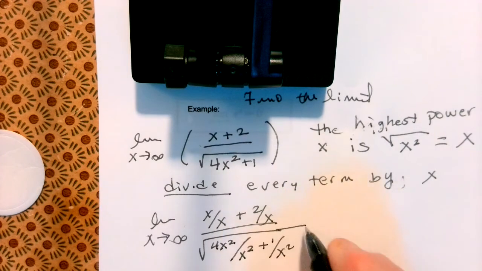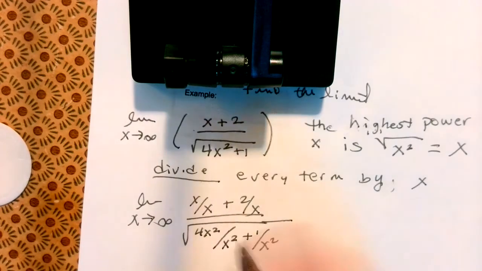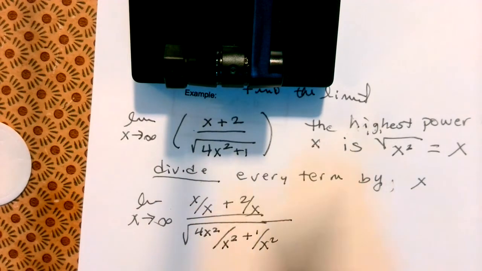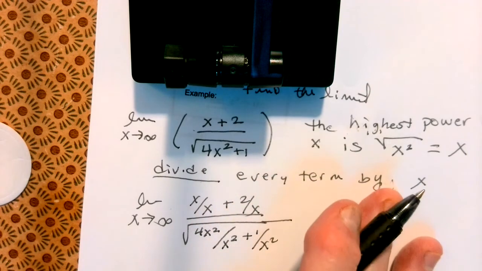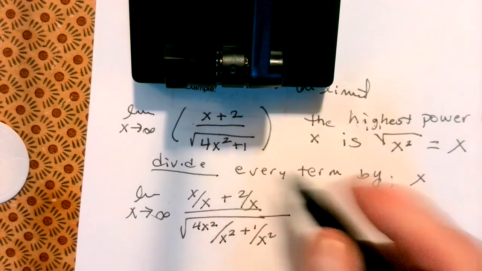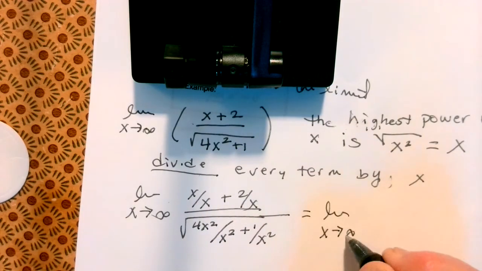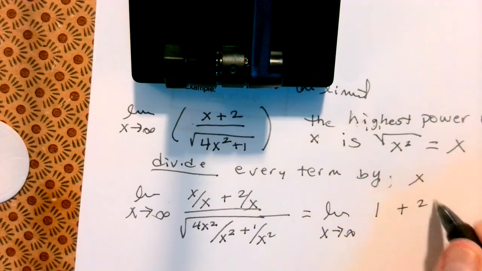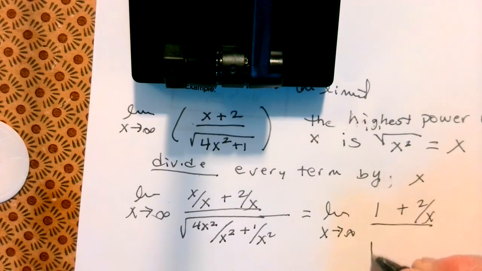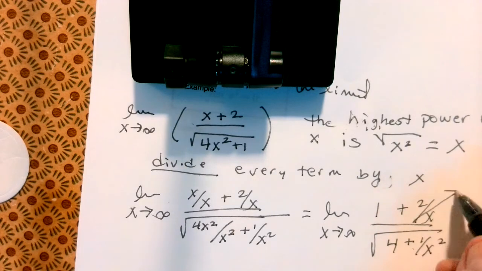Okay, why is that? Well, the square root of x squared would be x. If we divide by x in here, we're really dividing by the square root of x, not by x. So this will simplify. This will be a 1. This will be a 4. And this will be 1 over x squared. Now, remember, this is going to go to 0, and this is going to go to 0. So I have 1 over 2.